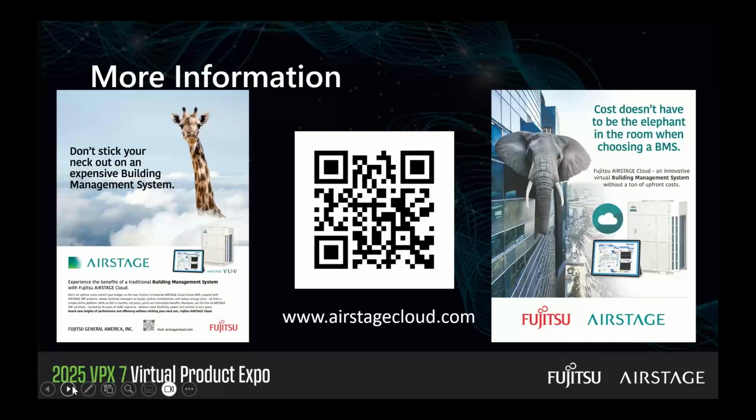If you want more information right away, I suggest you scan that QR code that's in the middle of your screen right now. That is going to take you to our airstagecloud.com website. Airstagecloud.com is a separate website from the rest of the Fujitsu AirStage, solely devoted to AirStage Cloud. It will get you to different marketing personas. It will also get you to our YouTube page. And our YouTube page has a series of instructional videos. You'll find that we don't have product instructions, but we do have a whole series of YouTube videos.